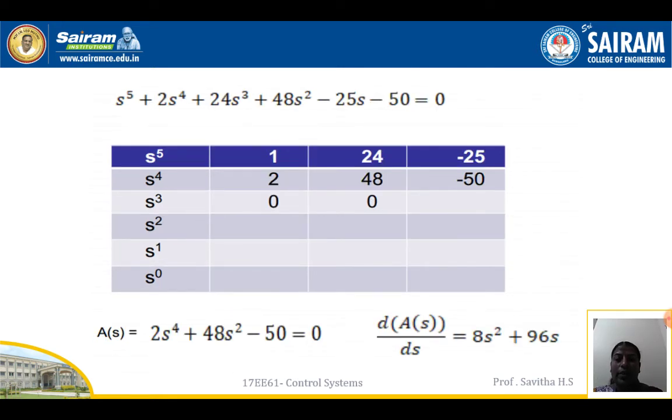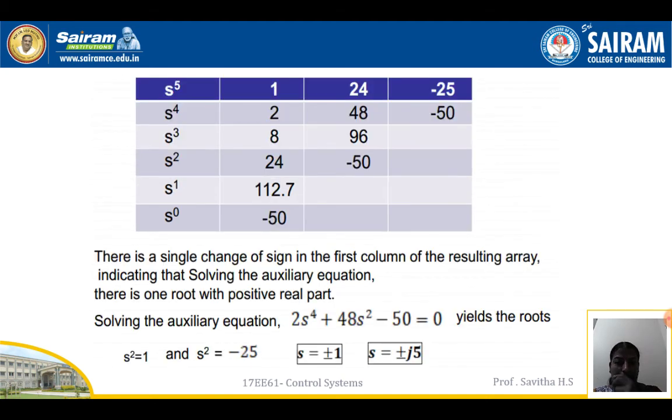Next, s to the power of 5 plus 2s to the power of 4 plus 24s cube plus 48s square minus 25s minus 50. So 1, 24 and minus 25, then 2, 48 and minus 50. So the s cube row will be 0, 0. We'll consider A of s is equal to 2s to the power of 4 plus 48s square minus 50, and differentiating this equation with respect to s, we get 8s cube plus 96s. Continue the calculation, so it is s square, s1 and s0.